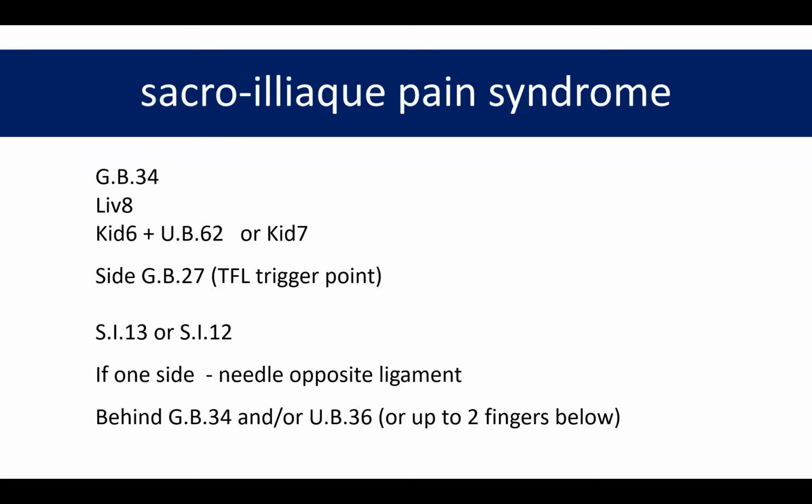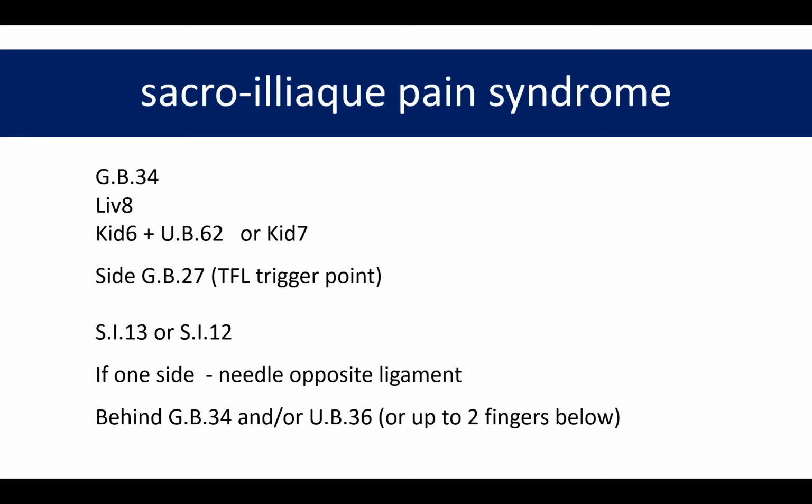Sacroiliac pain syndrome. If the sacroiliac itself is painful, I can't use it to treat the spine. I have to release it with same side gallbladder 34, same side liver 8, possibly kidney 6 with UB62. I can try and fix it on the front. This is all on the front still.